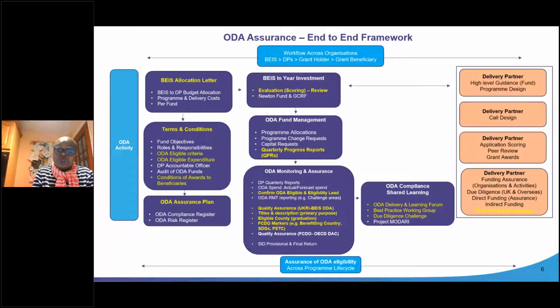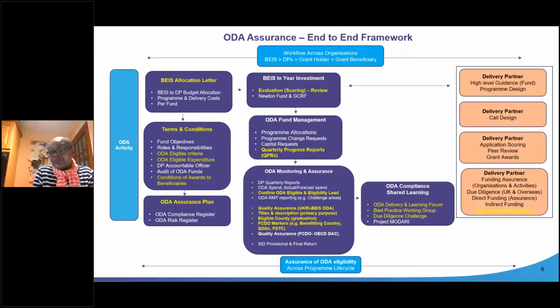We also pay attention to the titles and descriptions and ensure that they align with the primary purpose intention as defined by OECD DAC. And we also pay attention to the, well, they're not FCDO markers, but they are ODA markers. They are specific aspects of the programmes which all ODA spending departments in the UK need to report on, and which OECD DAC and FCDO, whom we report into, also pay attention to. So there is a lot of quality assuring of the programme reports that goes on.